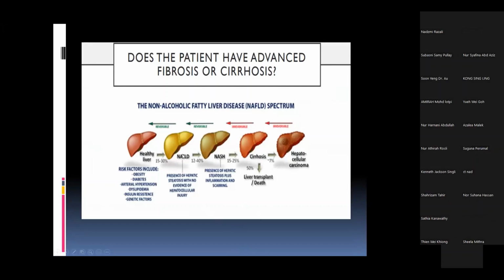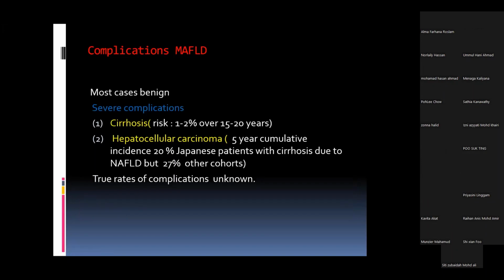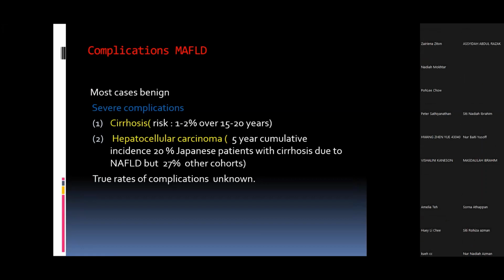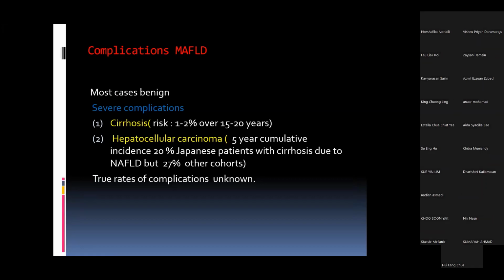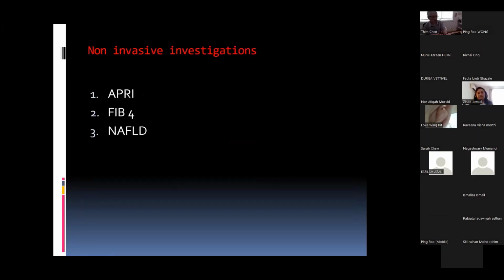So this is a very old slide: NAFLD then becomes NASH. Once NASH is fibrotic, this is what they can proceed to. And in my last study, you will find one of my patients actually has hepatocellular carcinoma. He has cirrhosis, and then he developed hepatocellular carcinoma.